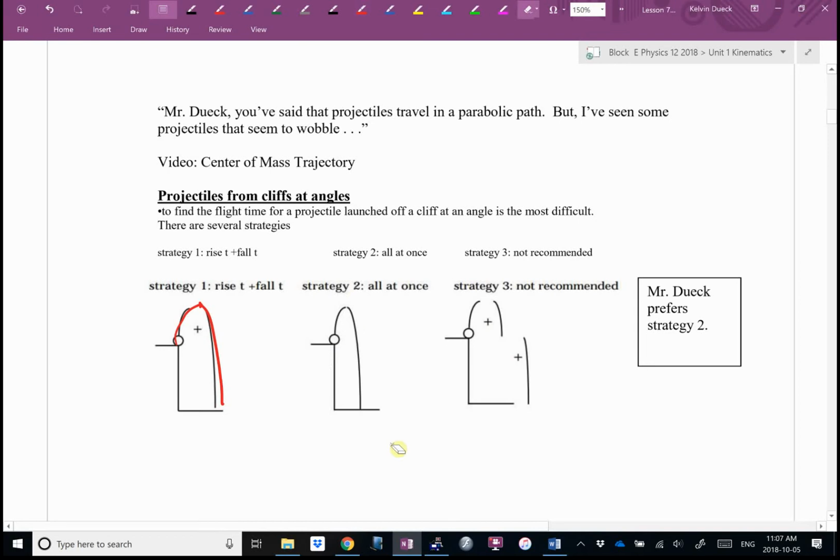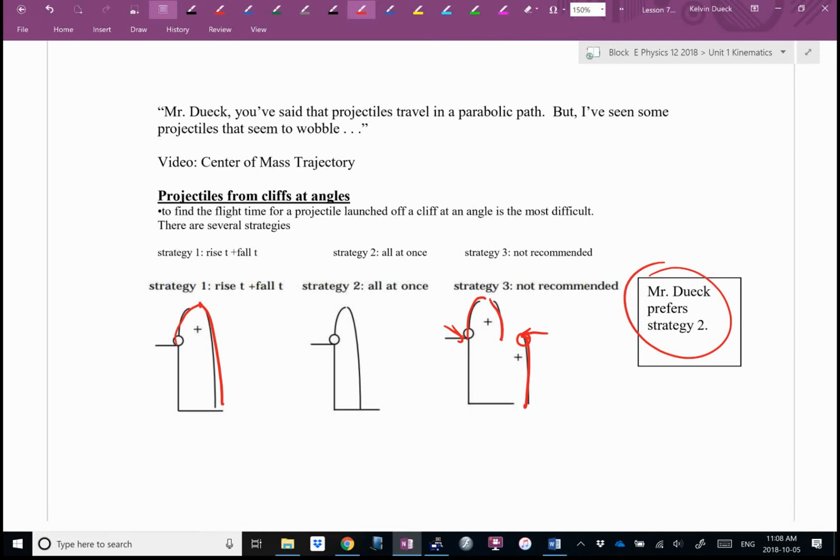Second strategy is do everything at once. Third strategy, you could find the time to the top, double it, that would give you the time to the bottom, and then your VY initial right here is going to be negative your VY initial right here, find the time the rest of the way to the bottom, and then add. I prefer strategy two. However, strategy two is going to require you to be able to use the quadratic formula. We are going to get a quadratic.